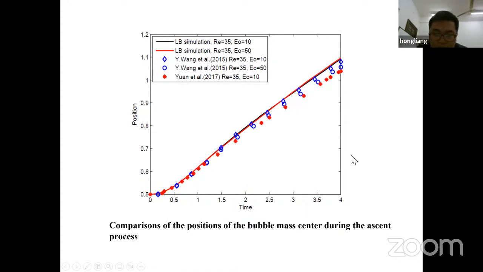This is the position of the bubble mass centers. We can see that our LB simulation result also agrees with the previous report. Next.